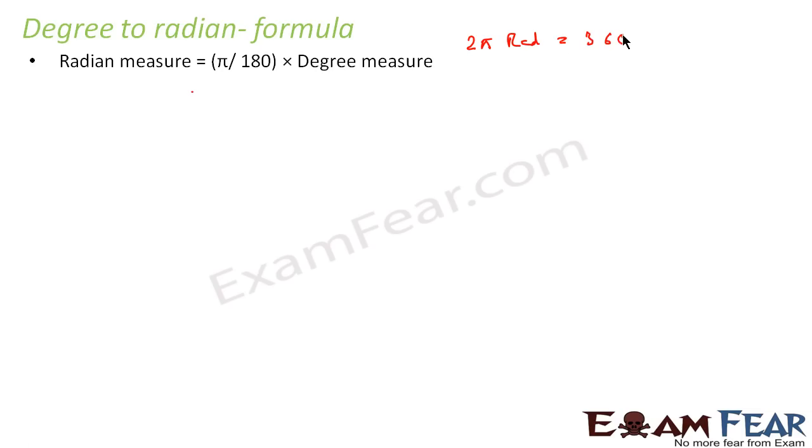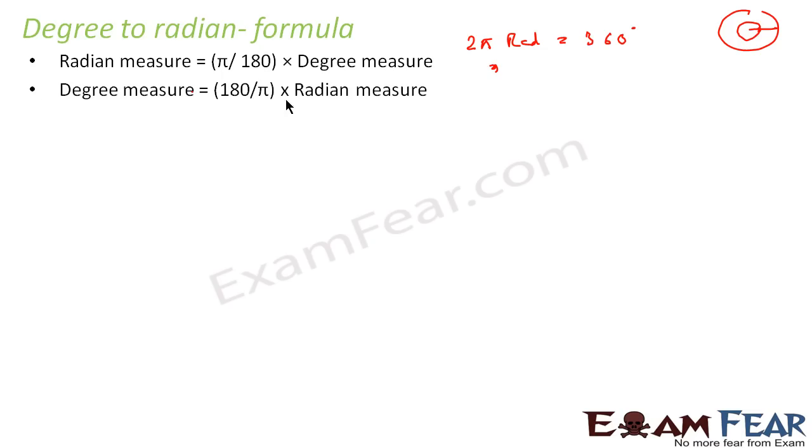Let's see the degree to radian formula. We have already seen 2 pi radian is equal to 360 degree. We can remember this circle, this whole angle is 2 pi radian, and this is also equal to 360 degree. So radian measure is equal to pi by 180 into degree measure. Similarly, degree measure is equal to 180 by pi into radian measure. You need not remember this formula, just if you remember this, that's more than enough.